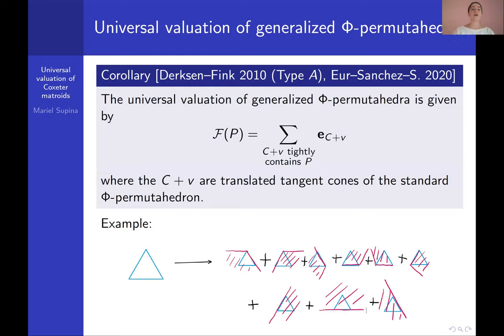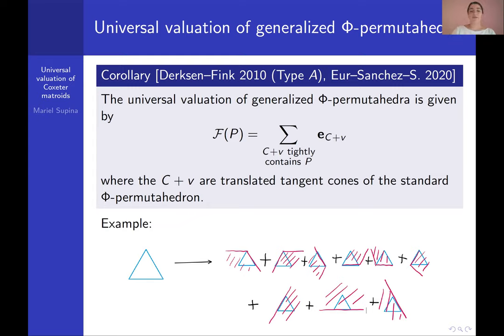The universal valuation of generalized Coxeter permutahedra is given by mapping a polytope or polyhedron, a generalized Coxeter permutahedron P, to a formal sum of all of the translated tangent cones of the Φ-permutahedron that tightly contain P. In type A, for generalized permutahedra, this was proven by Derksen and Fink in 2010. And then Chris and Mario and I generalized this to generalized Coxeter permutahedra in our paper.